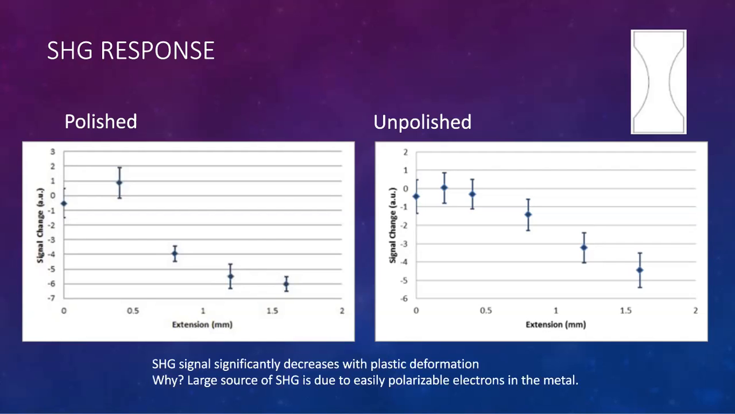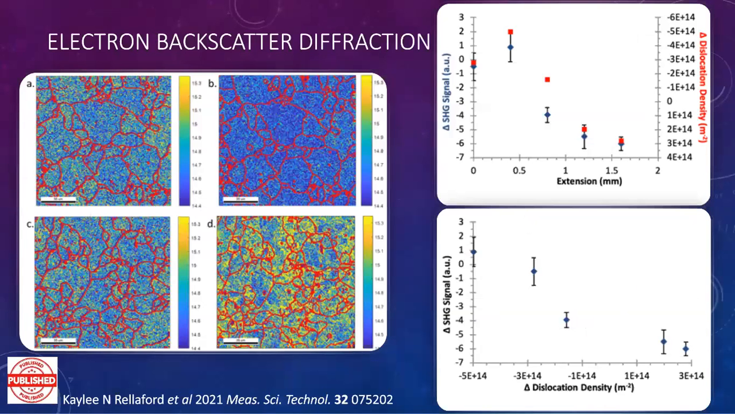So ultimately we saw a very significant decrease. The further our samples were pulled, the more plastically deformed they were. Why comes up on this next page, because we believe that essentially the SHG signal is coming from the easily polarizable electrons at the surface of the metal. Well, those dislocations we talked about could interrupt that. And there's a test called electron backscatter diffraction that measures the amount of dislocations in the sample.